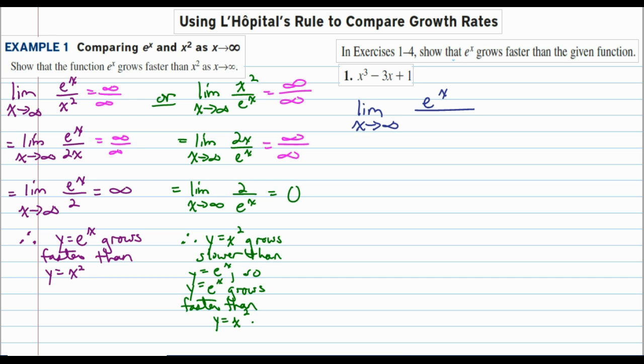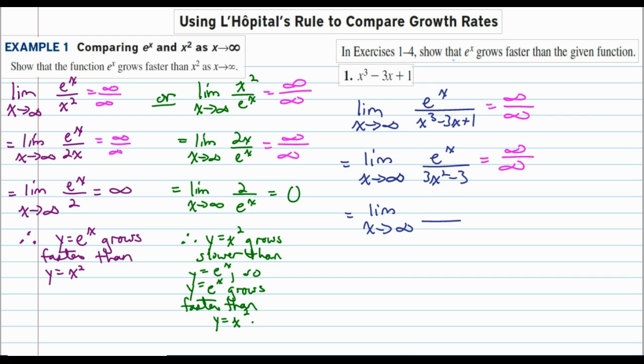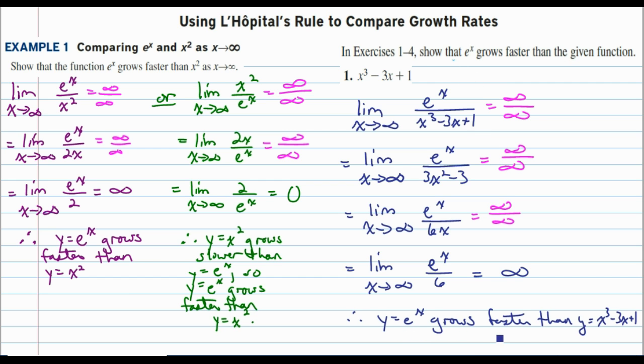So I'm going to put e to the x on top and the given function on the bottom. Right now I have infinity over infinity, so I'm going to use L'Hopital's, e to the x over 3x squared minus 3. Still infinity over infinity. Take the derivative of the numerator, derivative of the denominator again. Still infinity over infinity. Are you tired of this yet? And then numerator e to the x, denominator 6 after using L'Hopital's for yet a third time. Finally, we get infinity over 6, which is then infinity. So now I can make the conclusion that y equals e to the x grows faster than y equals x cubed minus 3x plus 1.